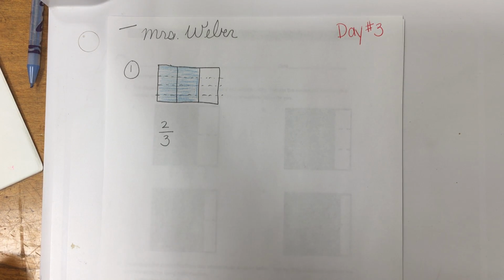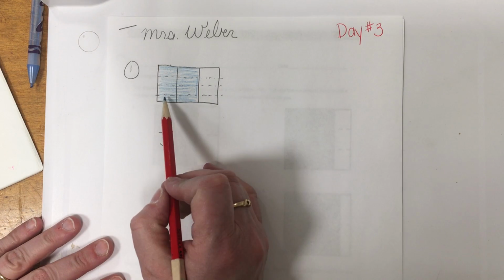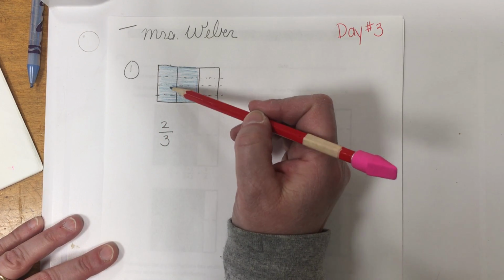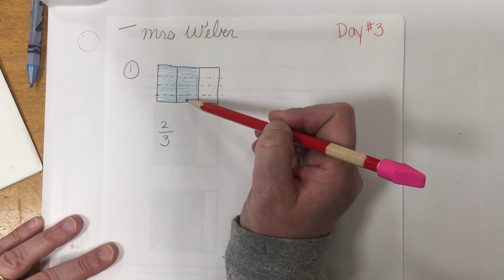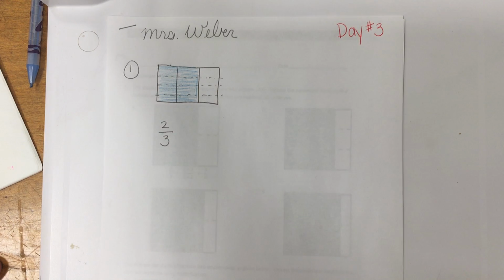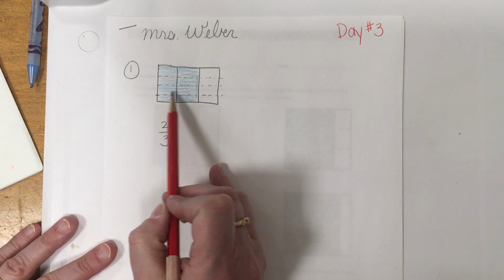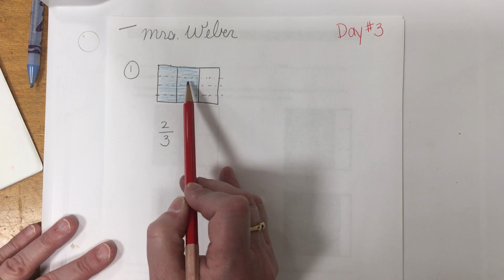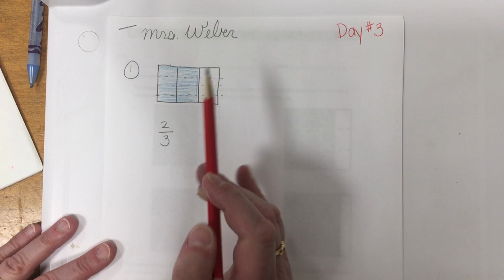What happened to the number of units? Well, we started with 3. Now there are 1, 2, 3, 4, 5, 6, 7, 8, 9, 10, 11, 12. So there's 4 times as many units. What happened to the number of selected or shaded units? We started with 2. Now we have 1, 2, 3, 4, 5, 6, 7, 8.